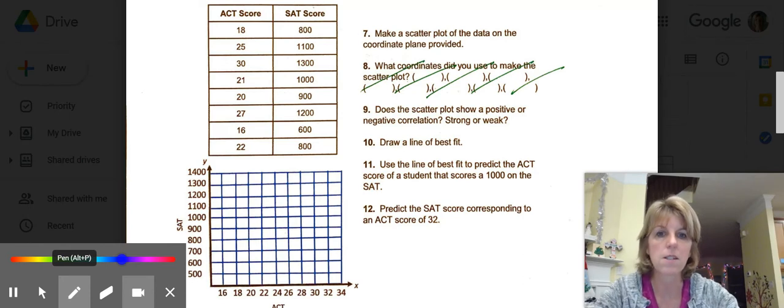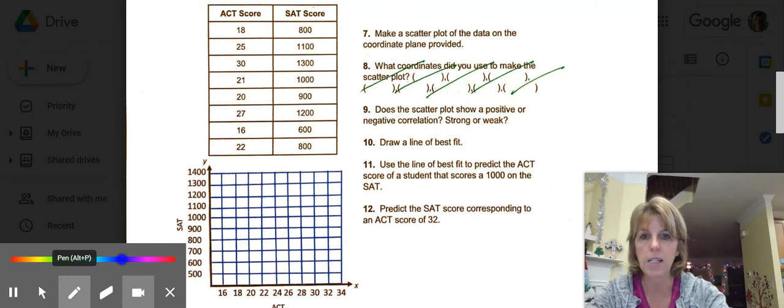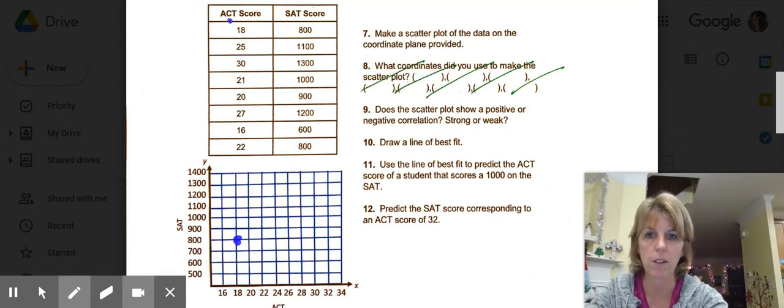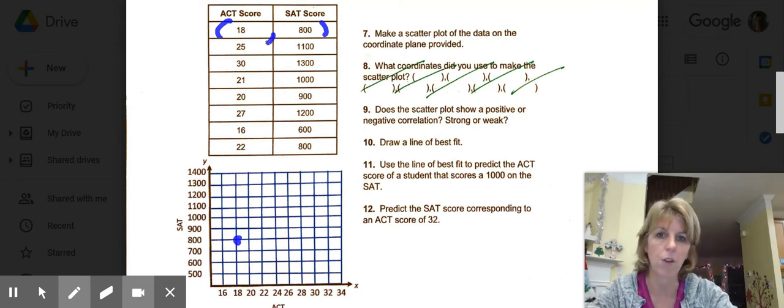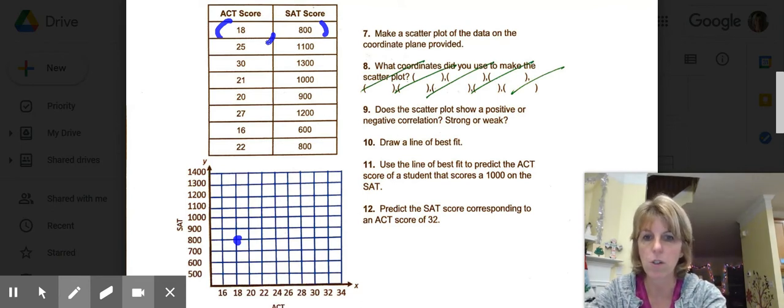So the first thing it says is make a scatter plot of the data on the coordinate plane provided. So we're going to take the data and we're going to graph it. So 18 is going to graph to 800. Remember that a table is just a set of ordered pairs. So this literally is an ordered pair. It's a coordinate pair and I can plot that point on the graph. 25 is going to go to 1100.